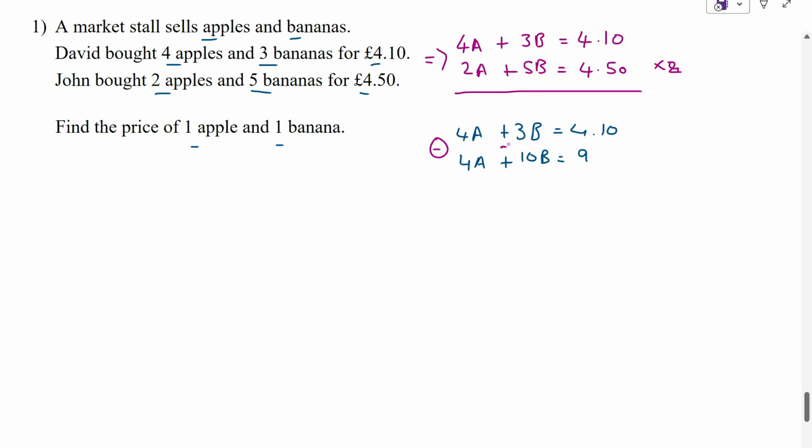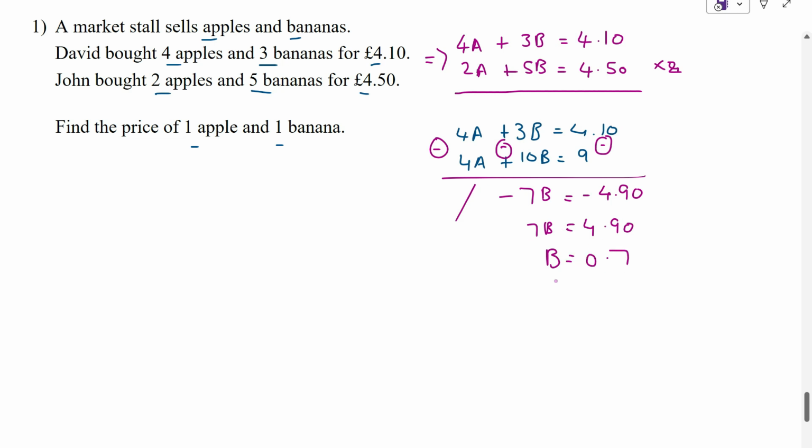We're going to minus. Three minus 10 gives us minus 7b. 410 minus 900 gives us minus 490. Let's get rid of the minuses. B equals 490 divided by 7, so that is 70. So 70p for one banana.